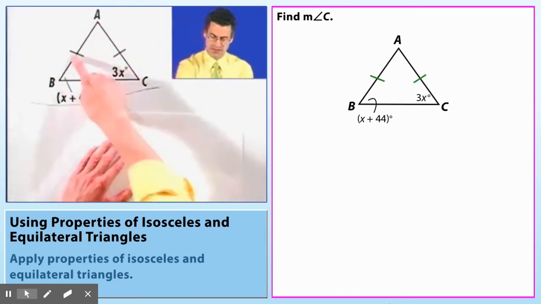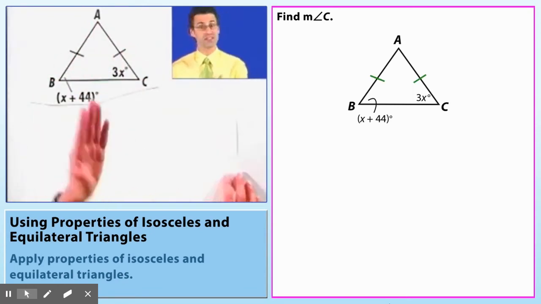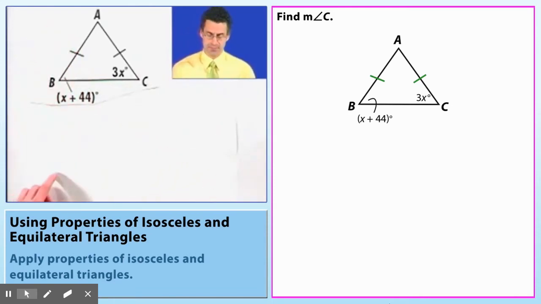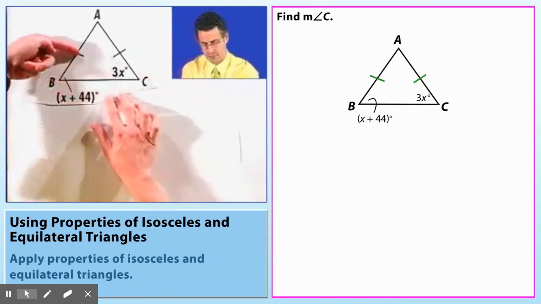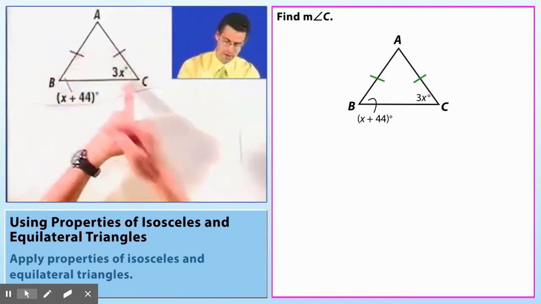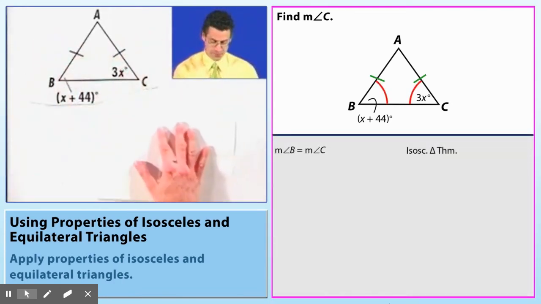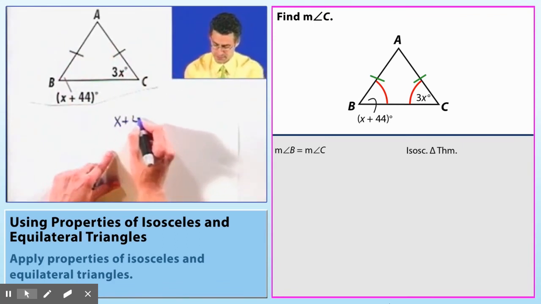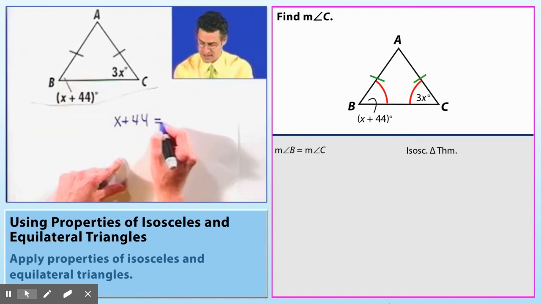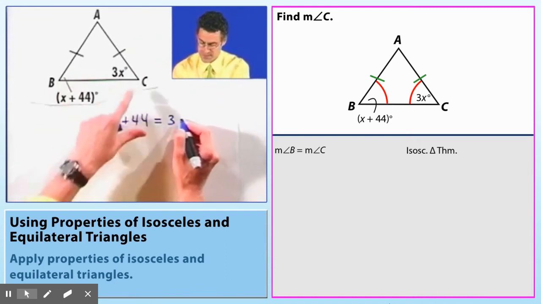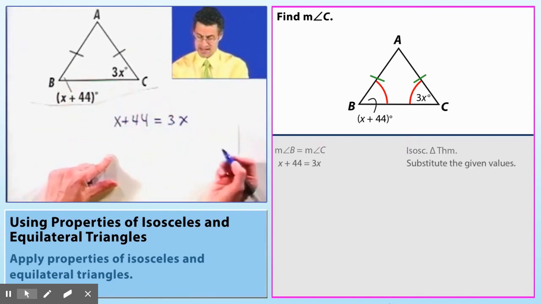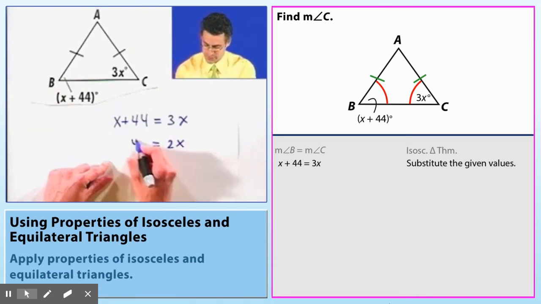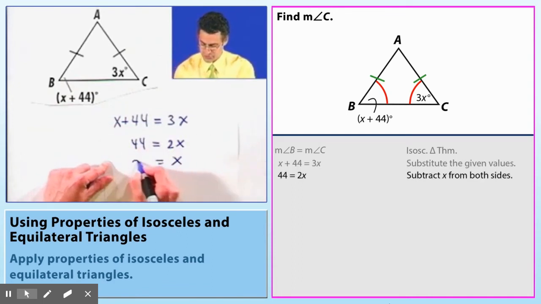Well, wait a minute. If these two sides are congruent, then I know this is an isosceles triangle. If it's an isosceles triangle, I know that the opposite angles are going to be equal. So those are equal. So in fact, I know for certain I can set x plus 44, the measure of that angle, equal to the measure of the angle C, which is 3x. And now I can solve for x. If I bring the x over, I see 2x equals 44. And so x equals 22.